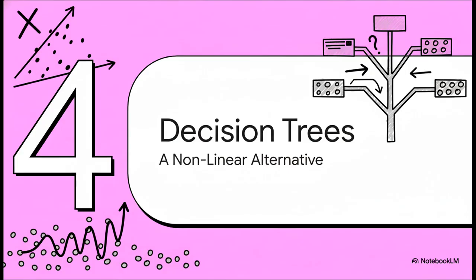So our linear model is pretty powerful, but it makes one huge assumption, that all the relationships in the data are nice, straight lines. But what if they're not? I mean, what if the real patterns are way more complicated? For that, we need to turn to a fantastic alternative, the decision tree.